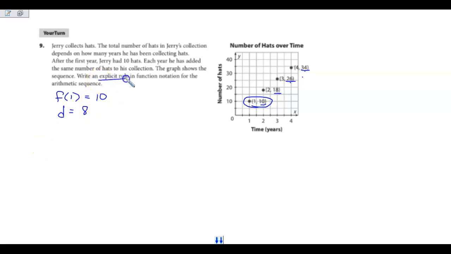Now they want us to write the explicit rule. So f of n, my first term is 10, plus my common difference, which is 8, times my previous term.